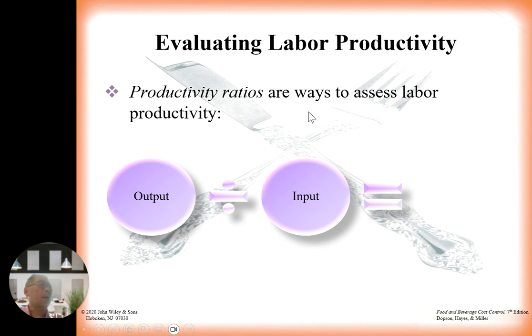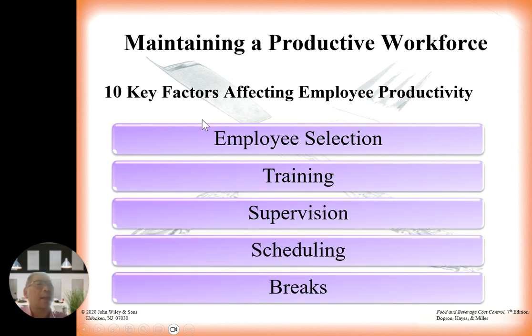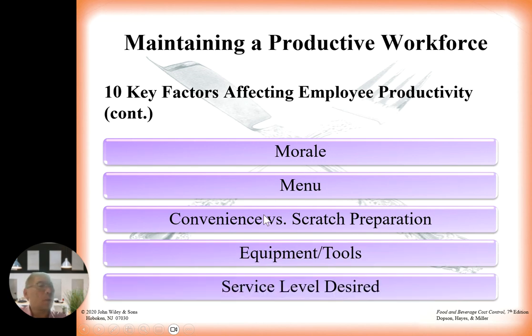In terms of the productivity ratio, it is used to assess labor productivity. So the logic here is output divided by input. You get the productivity ratio there, okay? So in terms of maintaining a productive workforce, there are 10 key factors affecting employee productivity. First, employee selection and training, supervision, scheduling, and breaks. Next are morale, menu, convenience versus scratch preparation, equipment or tools, and service level desired.